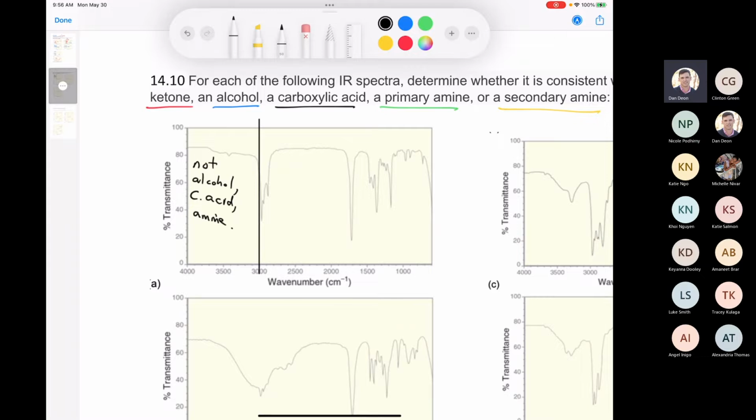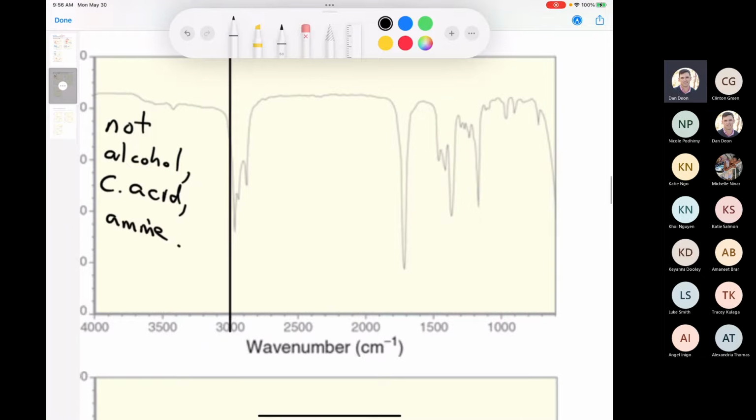What stretching would we look for in a ketone? Well, in a ketone, if you go back to our table, it says that you would find carbonyl stretching at 1715. Let's zoom in. Let's take our ruler. We have 1500, 1600, 1700. This right here is 1715, roughly. So that means that this is the carbonyl stretching of a ketone. And so there's our answer. We have a ketone. Is everyone with me on how I found out that this is a ketone?